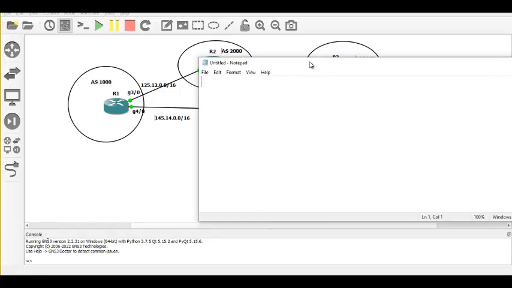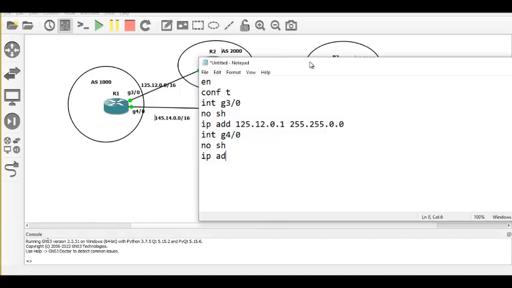This is for router 1, G3/0, 125.12.0.1. Next is interface G4/0, 145.14.0.1.